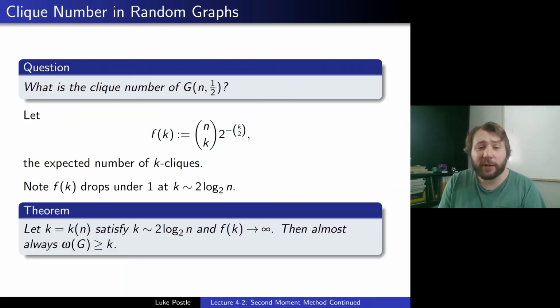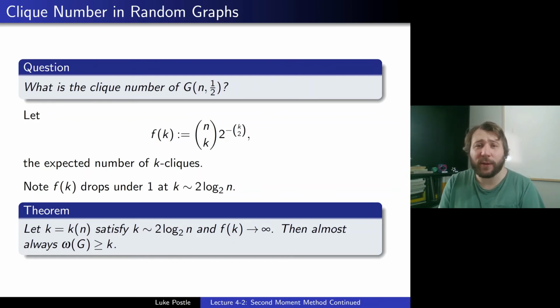So we'll prove a theorem: let k equal k(n) satisfy k roughly 2 log_2 n, but in such a way that f(k) goes off to infinity. So the expected number of k-cliques goes to infinity. Then we'll prove that indeed you have a k-clique almost always, that the clique number is at least k almost always. So let's go ahead and do this.